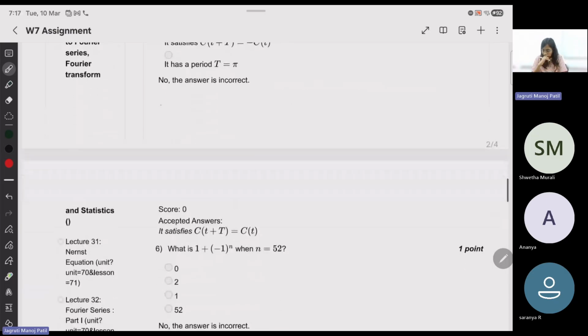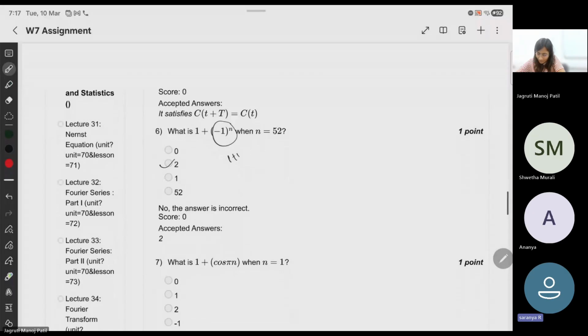Then this one, what is the value for this when n is 52? Two. Yeah, this is even. So that is what makes it 1 and 1 plus 1.